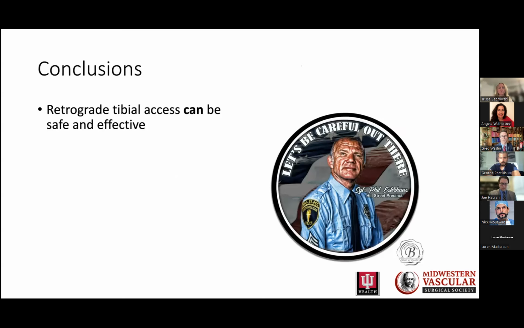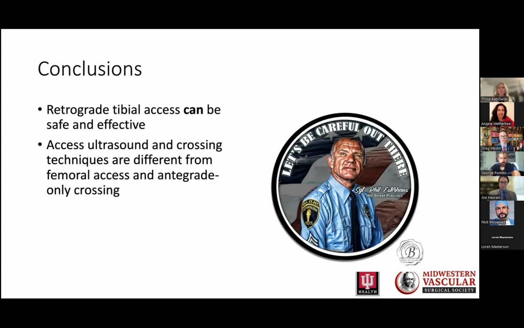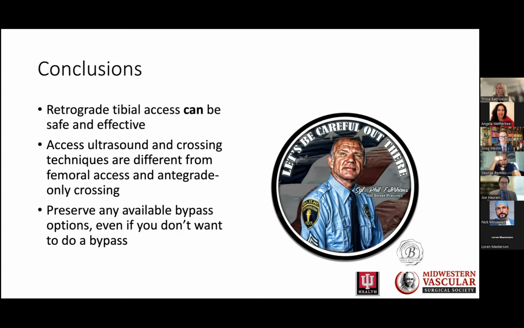So in conclusion, I think tibial retrograde access can be safe and effective if you do it right. Having a good access ultrasound is essential and is different from doing transfemoral access. So getting experience with the ultrasound of a tibial artery will really improve your rates of success. And always be mindful that even if you don't want to be doing a bypass for this patient, that might be the end result if we're trying to get limb salvage. So be sure to save any tibial artery that might be the best bypass option.